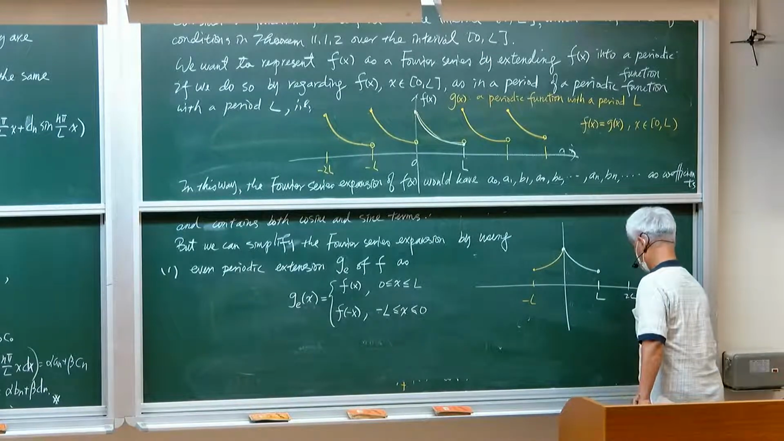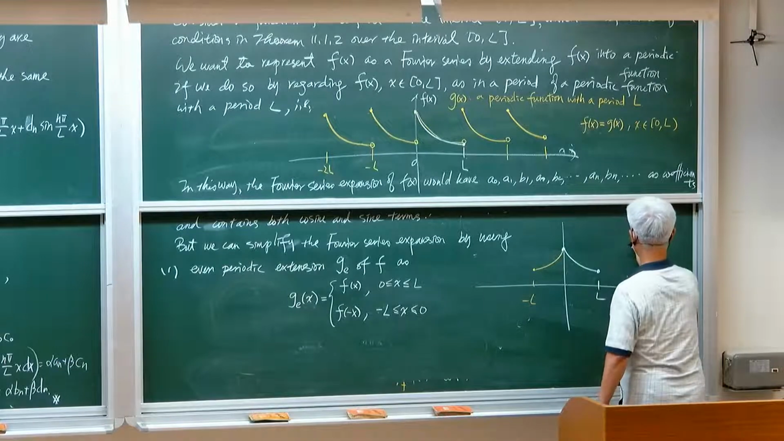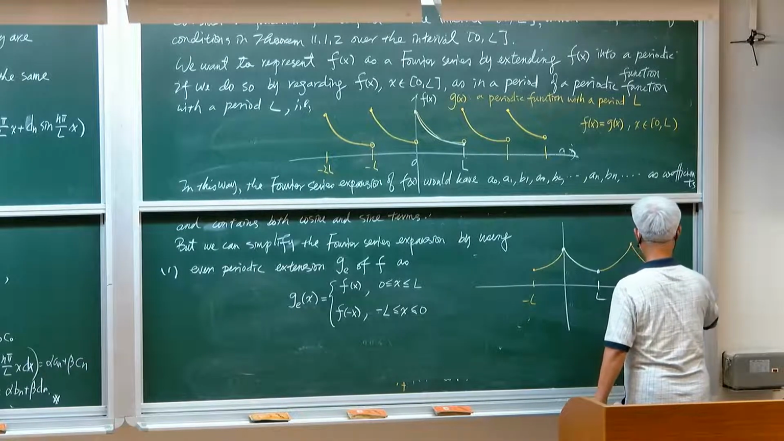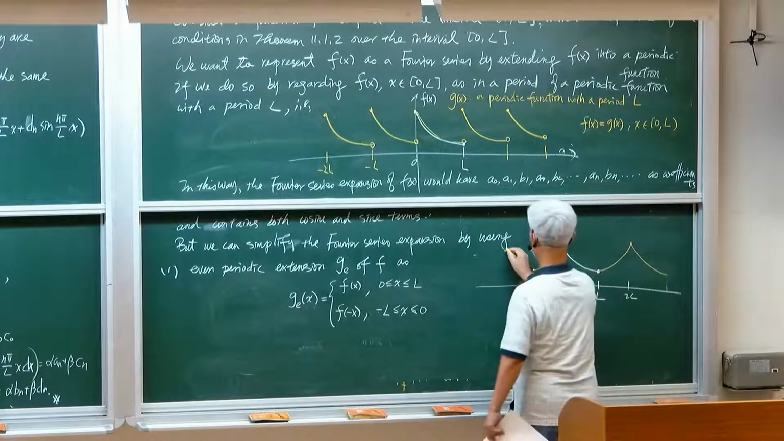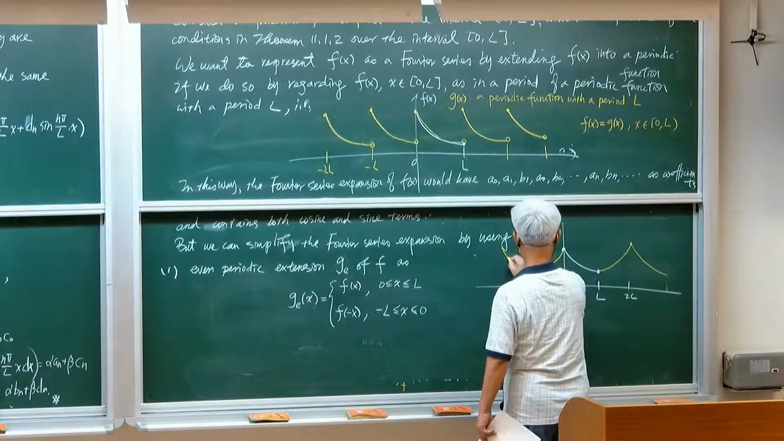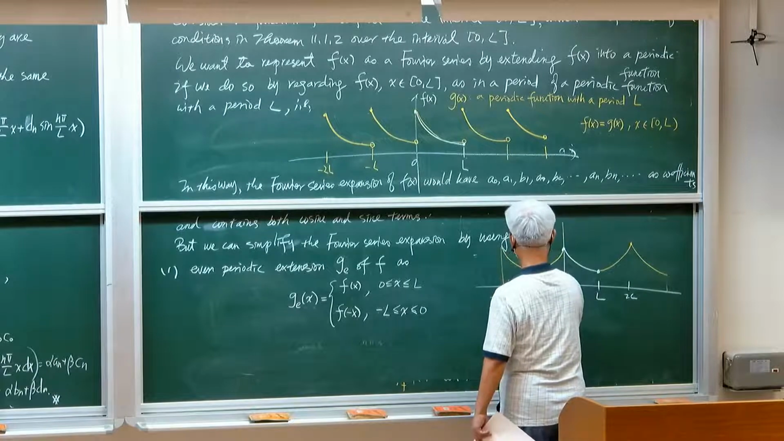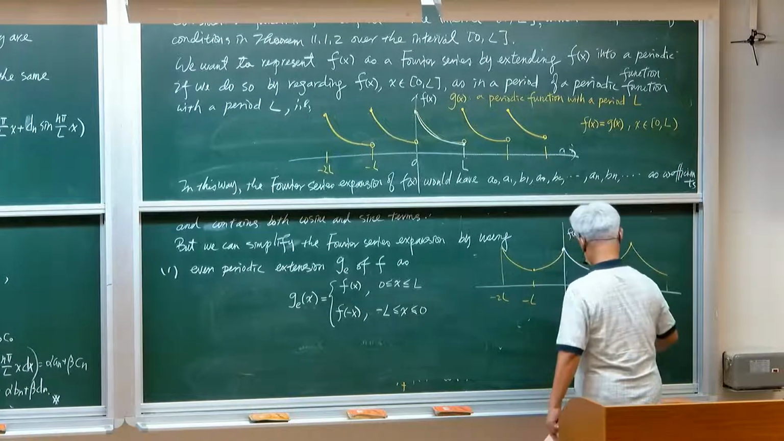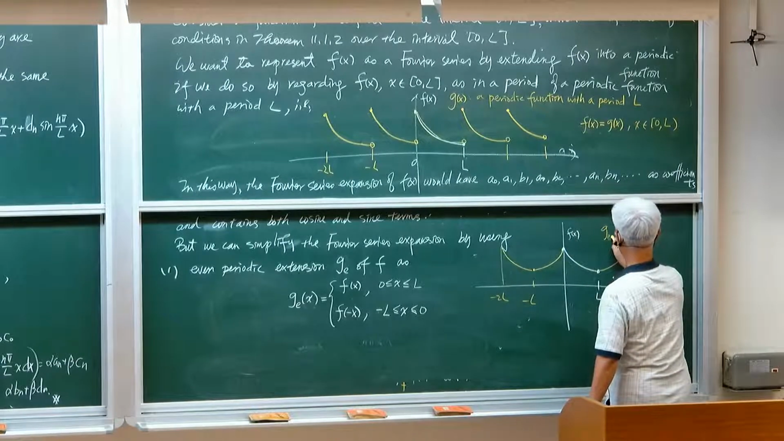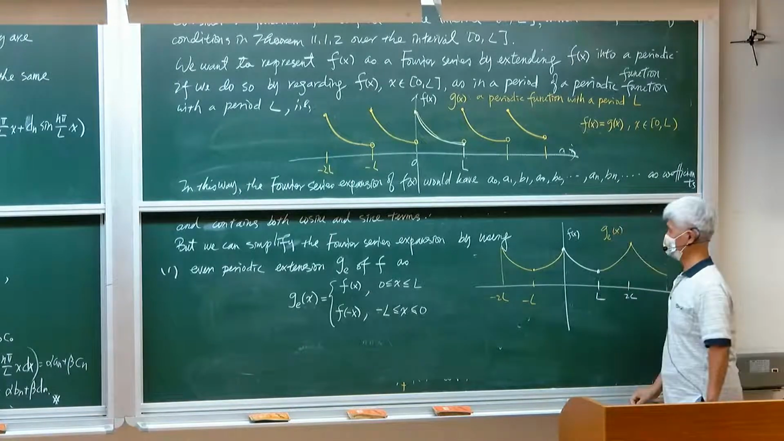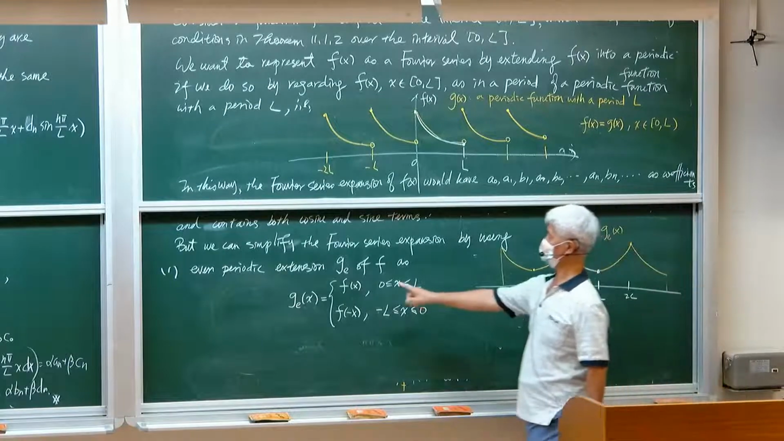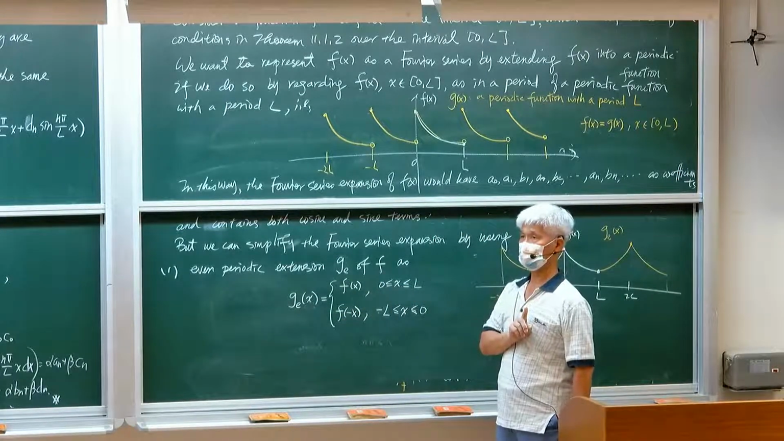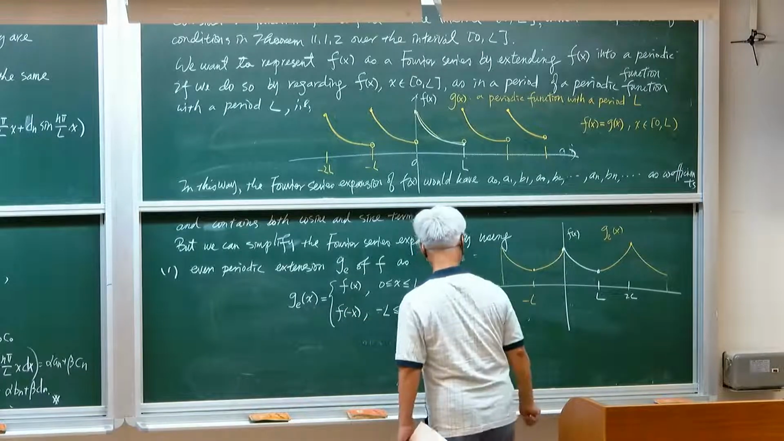Okay, and so now we have that. So this is f of x, and we have a g even function of x here. So we construct this. This is an even function.